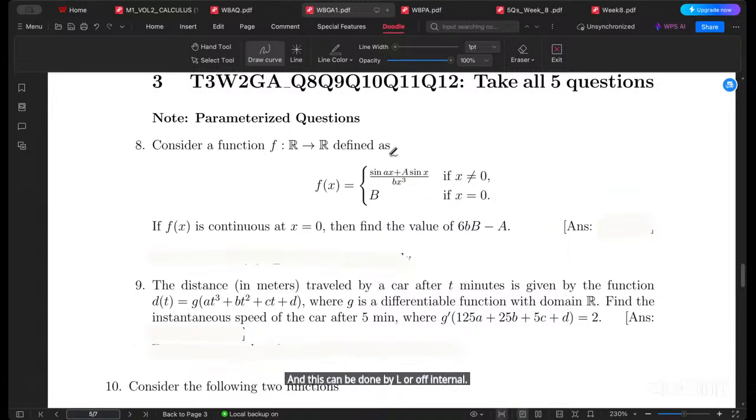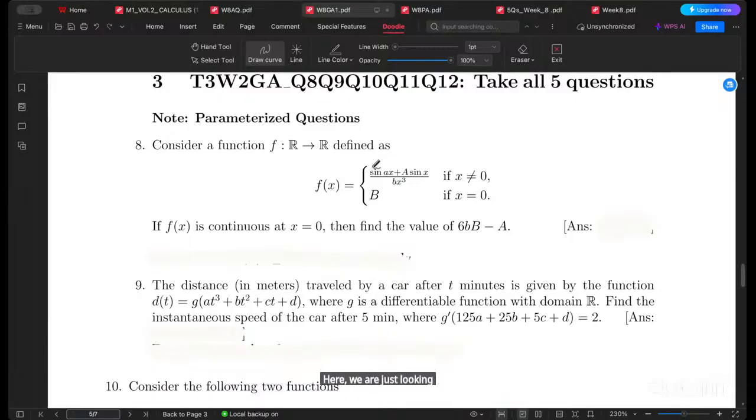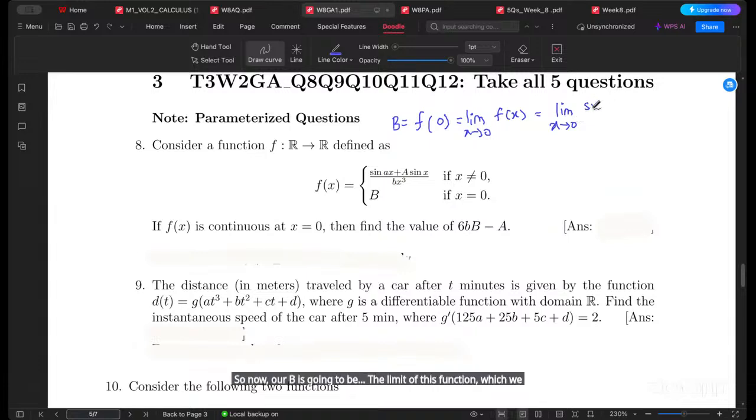See, when you are looking at the left hand limit and right hand limit, here we are just looking at the limit of this function as x goes to 0. One thing we have to remember is that if the function is continuous, then f of 0 is the same as the limit as x goes to 0 of f of x. Now f of 0 is given to us as b. So our b is going to be the limit of this function which we are calculating.